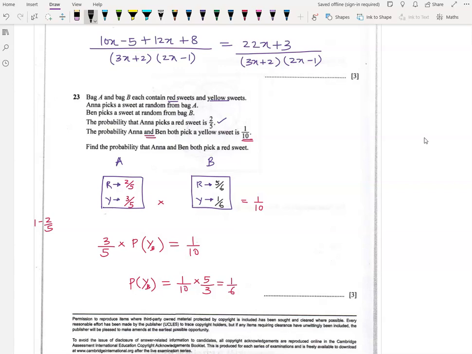Find the probability that Anna and Ben both pick a red sweet. So it is and, so probability of red for bag A, and so you multiply. Probability of red in bag B is 5 over 6. So both 5 will get cancelled. You simplify, you get a final answer 1 over 3.